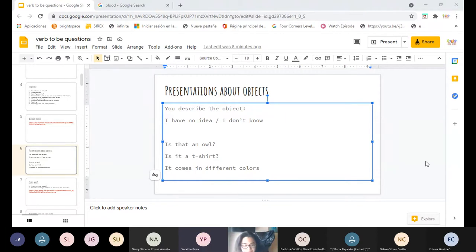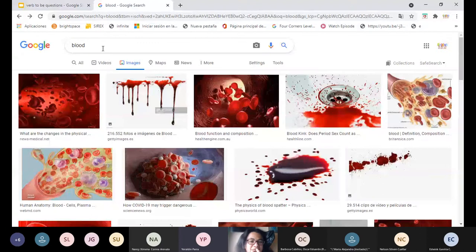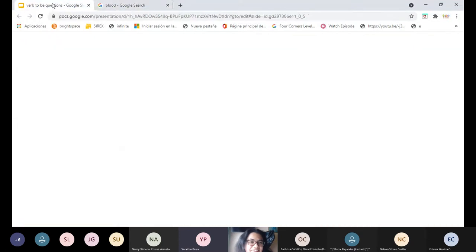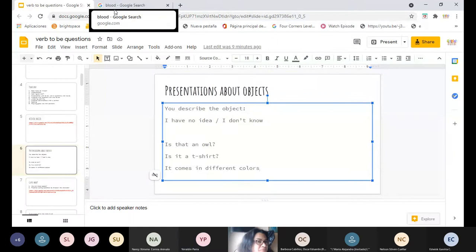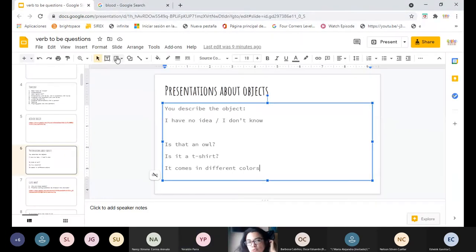It is big. It has two wheels. Two mirrors. It is made of plastic, steel, and aluminium. It comes in different colors. It has a motor. It is used to move. Yeah, not to mobilize, to move.